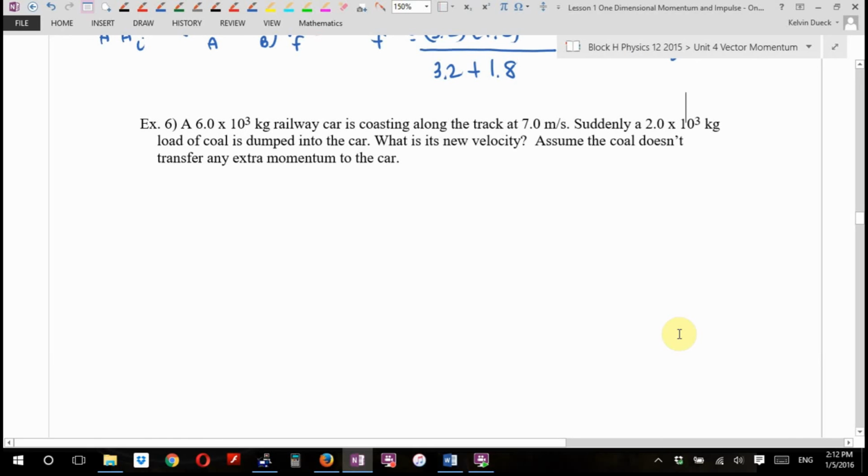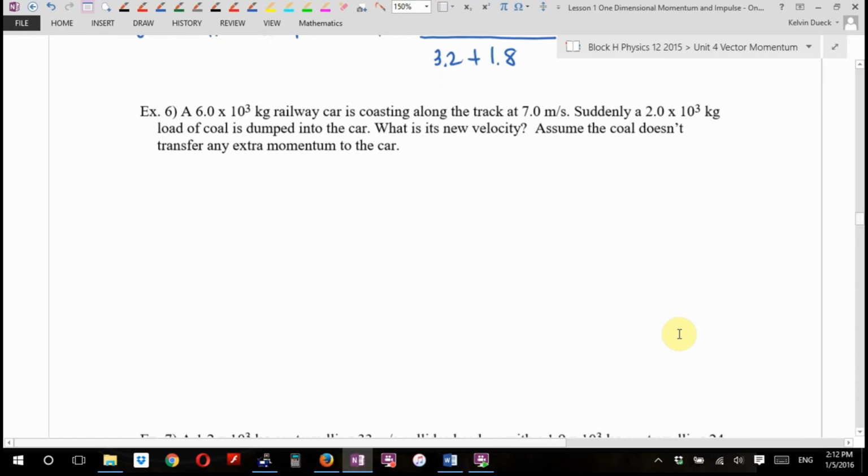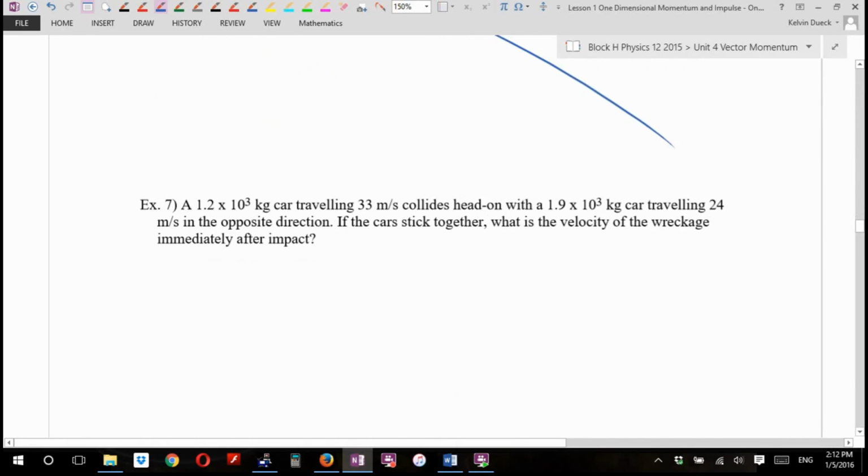Suppose a railway car is coasting along the track at 7 meters per second, and then suddenly an extra load of coal is dumped into the car. The car will slow down. What's its new velocity? This is a job for conservation of momentum, but I'm going to skip it. Example 7.